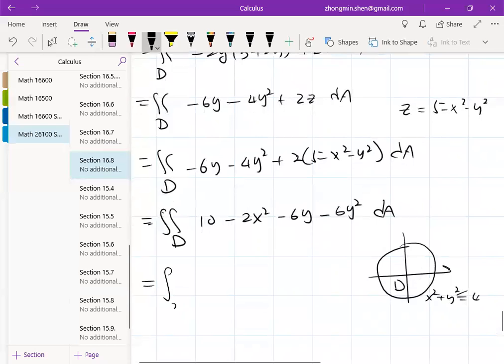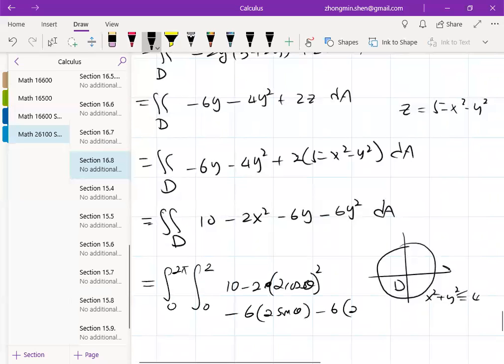So this double integral now becomes an iterated integral from 0 to 2 of 10 minus 2 times (2 cosine theta) squared minus 6 times 2 sine theta minus 6 times (2 sine theta) squared. And remember there is supposed to be an r, right? R dr d theta.